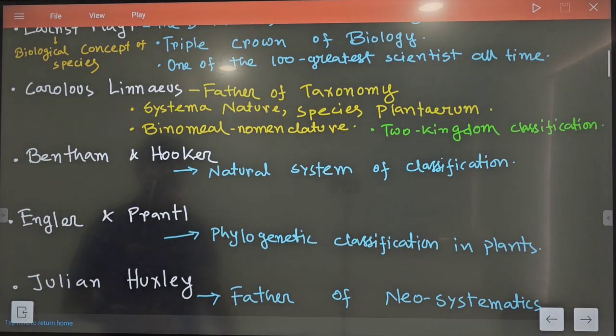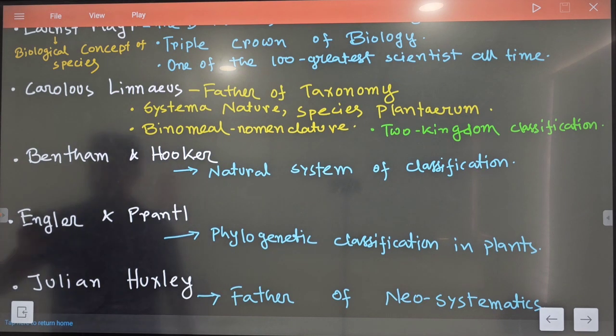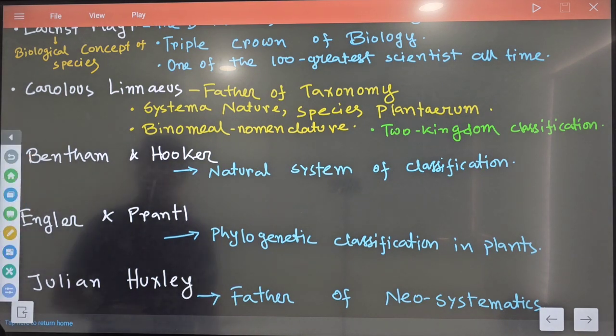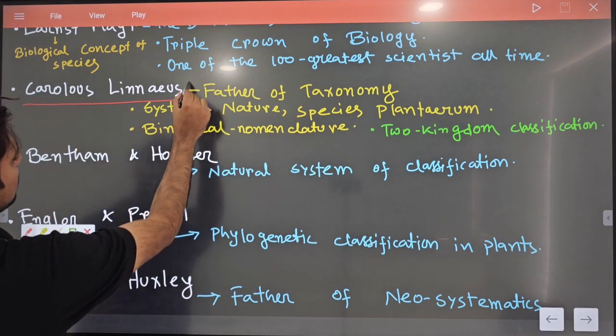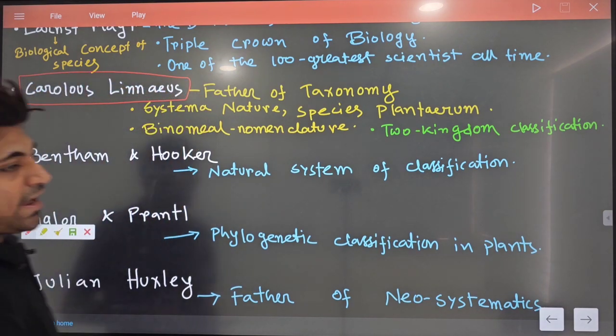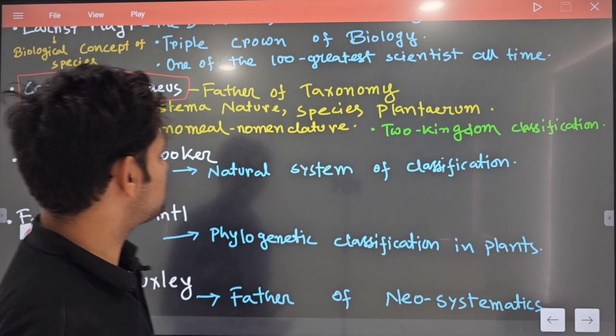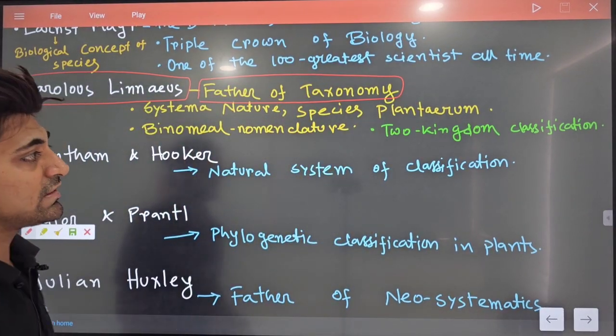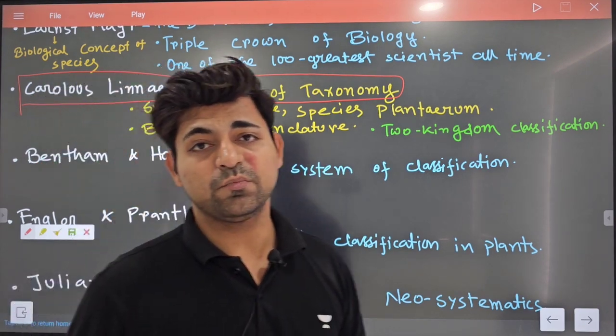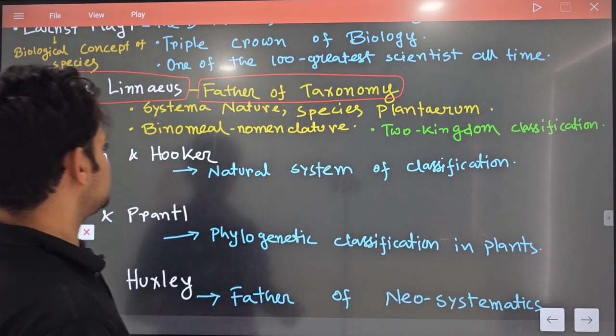Okay. So we were talking about Ernst Mayr. Now there are some other scientists also. Like in this chapter, we'll study about Carolus Linnaeus. Why is he famous? He's called the father of taxonomy because he had written many important books regarding classification and systematics.